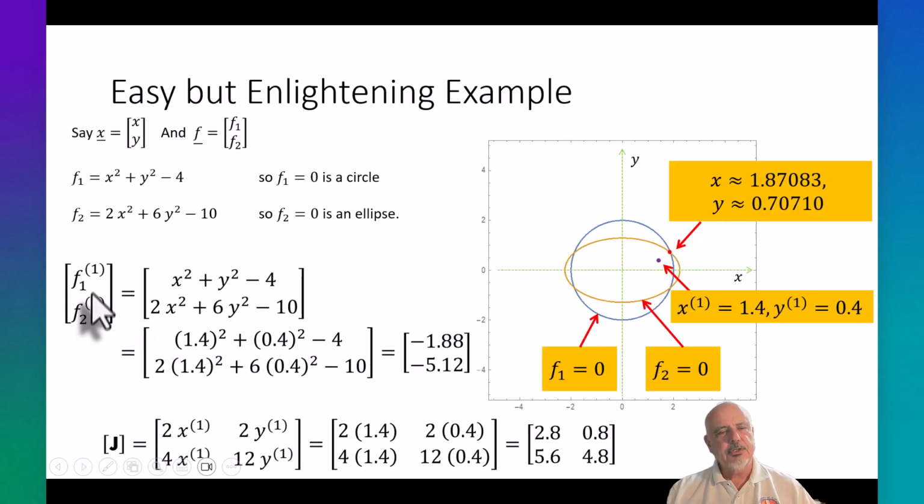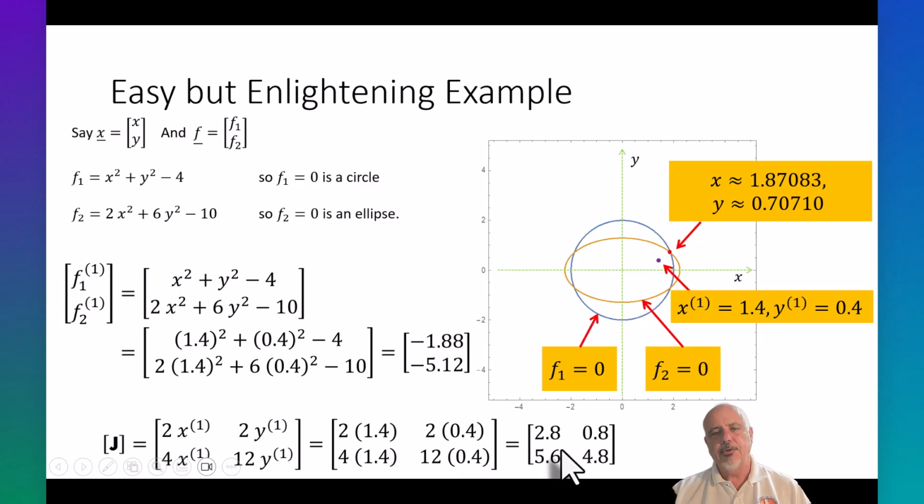So our first function value, first iteration, we put that in parens, where I'm bringing in the 1.4 for x and the 0.4 for y. Once I figure out what these functions evaluate to, it's going to give me minus 1.88 and minus 5.12. It just happened that the one norm of this is 7. I didn't mean for it to work out that perfectly, but it looks nice. And then if I take a look at the Jacobian on the first iteration, we're going to put in our 1.4 for x, and we're going to put in our 0.4 for y.